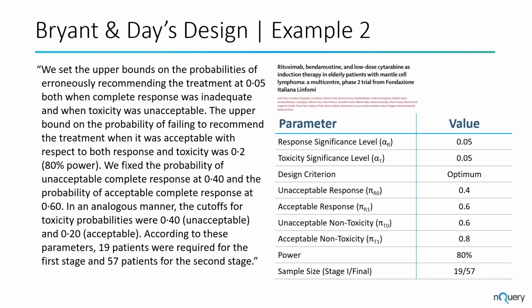They fixed the probability of unacceptable complete response at 0.4 and the probability of acceptable complete response at 0.6. And then they say in an analogous manner, the cutoffs for toxicity probabilities were 0.4 unacceptable and 0.2 acceptable. So just to note here that these toxicity proportions have been translated into non-toxicity proportions in the table, as that's the terminology that was used by Bryant and Day, and that's what's been implemented in nQuery as well. Now, although it wasn't explicitly said, we will assume that the optimum design criteria was used.